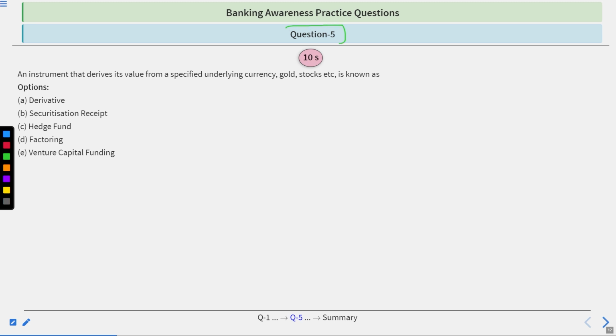Now, question number 5. An instrument that derives its value from a specified underlying currency, gold, stock, etc., is known as: derivative, securitization receipt, hedge fund, factoring, venture capital funding. To answer this, you will have 10 seconds. Time starts now.